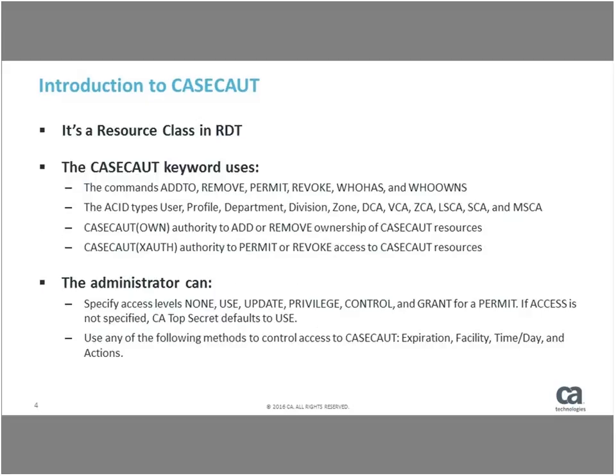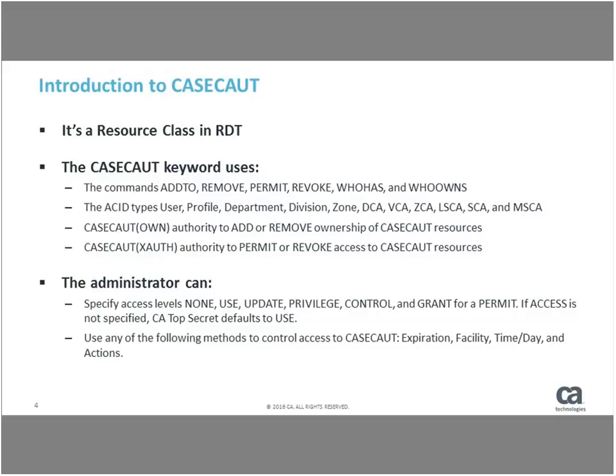Now, what is the CA CASECAUT? It's really a resource. It's defined in the resource class. It was put in probably back in 2010 as a resource. It's defined in the RDT, the resource definition table. And here, just like any other resource, the keyword can be used for any type of command, from an add to a revoke or who owns. And it could also be administered to any ACID type, from a user all the way up to the MSCA.